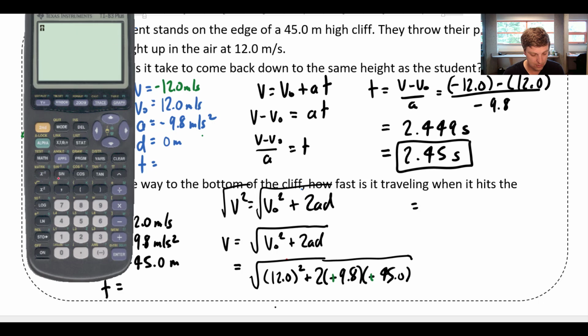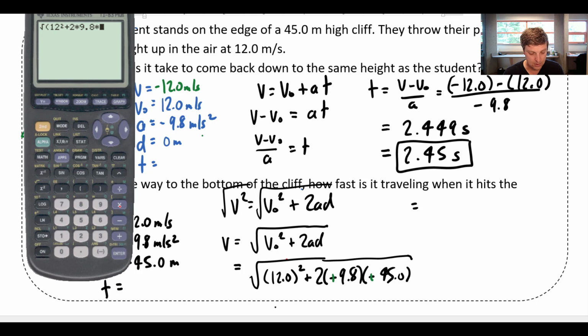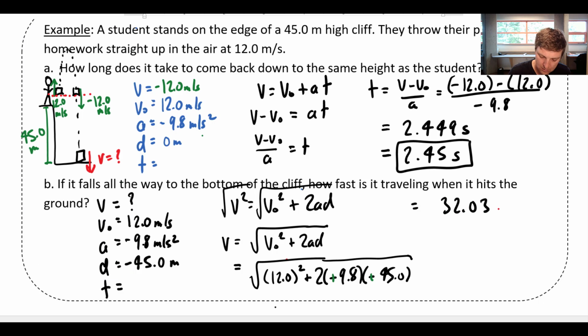Okay, we got square root, second function, square root of, we're going to do 12 squared plus 2 times 9.8 times 45, and I'm going to close my bracket, and that looks good, and I hit enter, and I get 32.03 meters per second. Now, I both love and hate that number. That's a great number because it is faster than 12, because I knew it had to go faster than 12. It was already falling at 12 and then it fell more, so it had to be going faster than that.